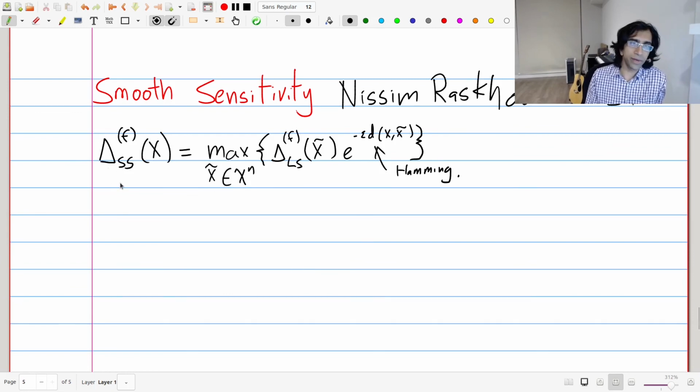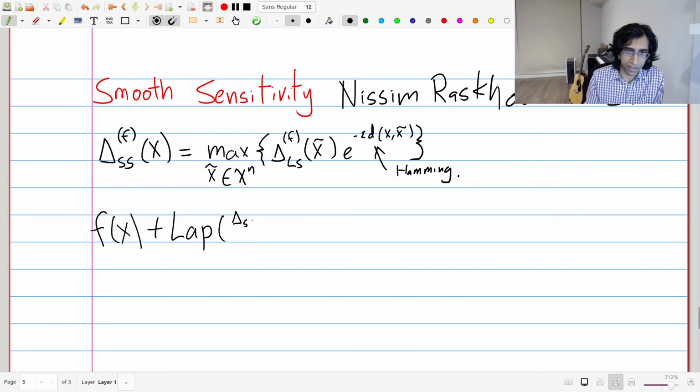But suppose we somehow magically get a handle on the smooth sensitivity of a function. Well, at that point, there's one last surprise. You might think that, okay, we computed some sort of smoothed out sensitivity, so what we're going to do is compute f of x plus Laplace of delta ss of x over epsilon. Well, unfortunately, you'd be wrong. This is not the algorithm.